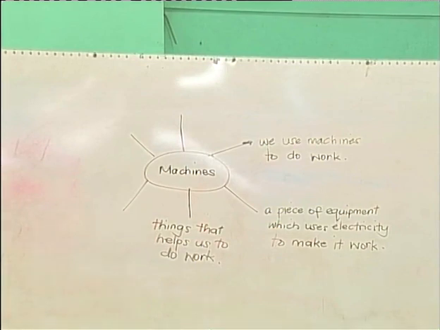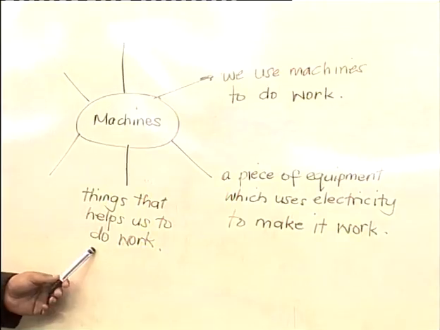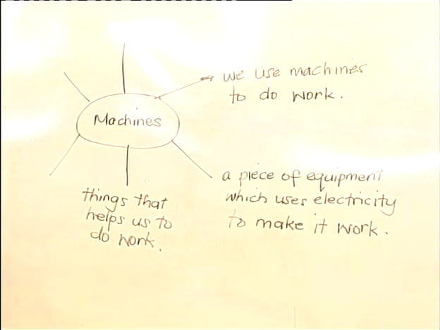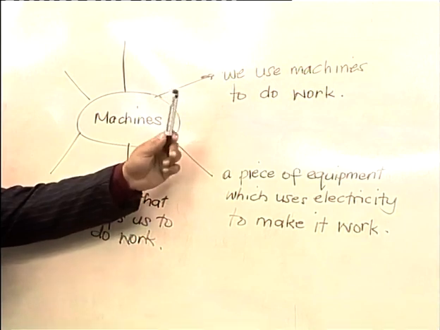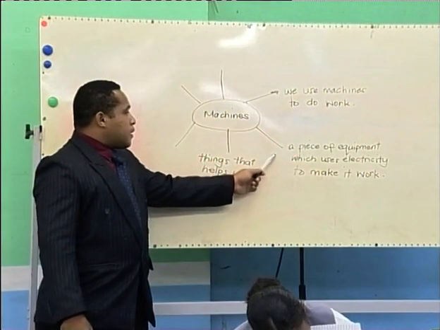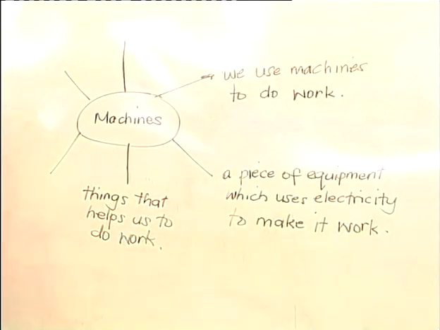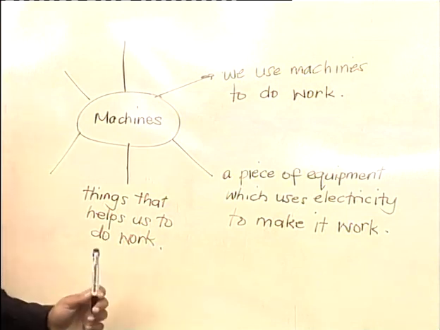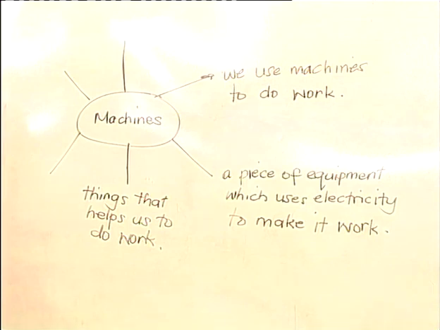Okay, receiving students in 6E. These are some of the definitions that we came up with in the model class. We use machines to do work. The other definitions that we came up with, a piece of equipment which uses electricity to make it work. And the other one, things that help us to do work. So all the answers here are correct. Okay, thank you 6C for your answers.